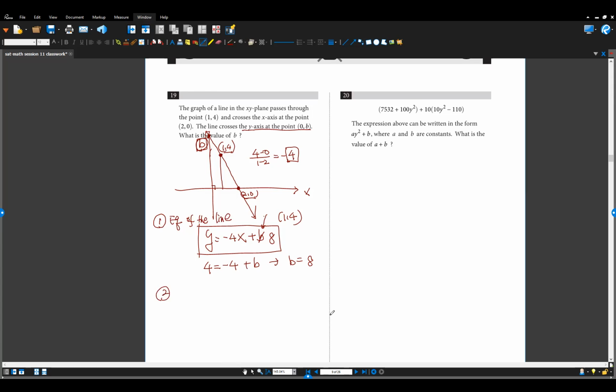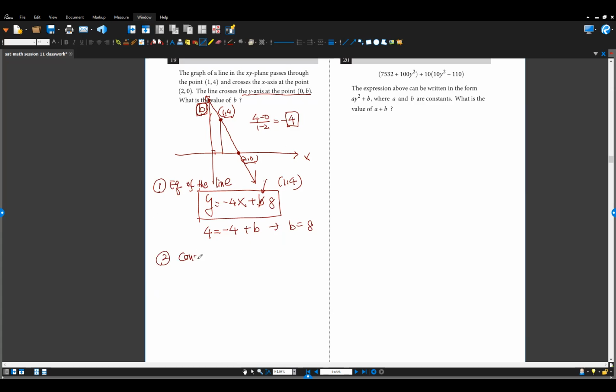Second method: the slope is constant between any two points. Slope is what? Constant, the same slope. Between these two, we already got the slope over here: negative 4, right? 4 minus 0 over 1 minus 2, which is negative 4. Or between these two, this point is 0, B, right? That is a point. The slope is B minus 4 over 0 minus 1. They must be equal, the same slope. So B minus 4 equals 4, B equals 8, isn't it?